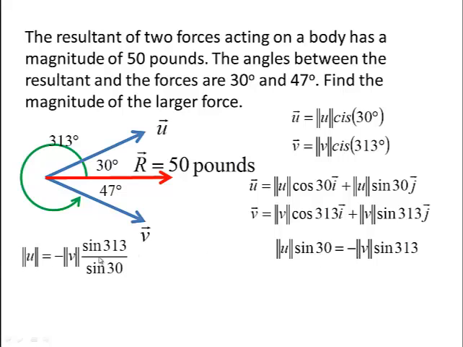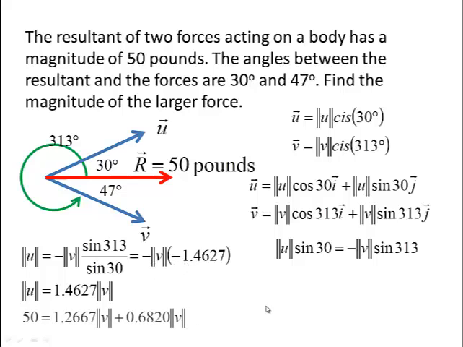And then solving this for the magnitude of u, divide both sides by sine of 30. Putting that in my calculator, I get 1.4627 times the magnitude of v. The two negative signs cancel out. And I know the horizontal components, these two added together, have to add up to 50 because that's the resultant force. So when I add these together, I get 1.9487 v.